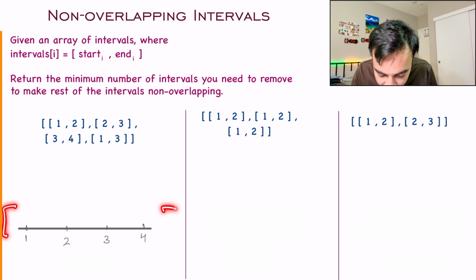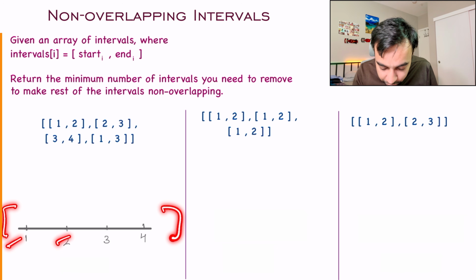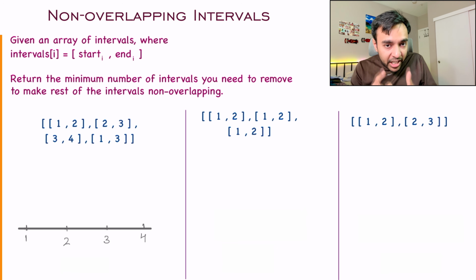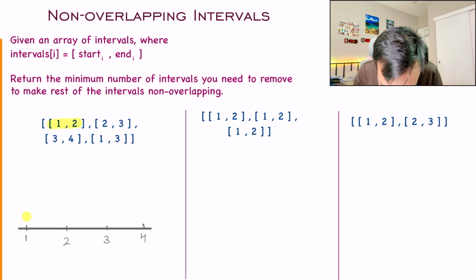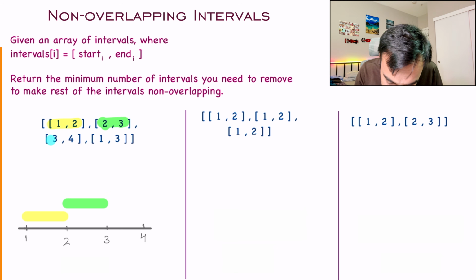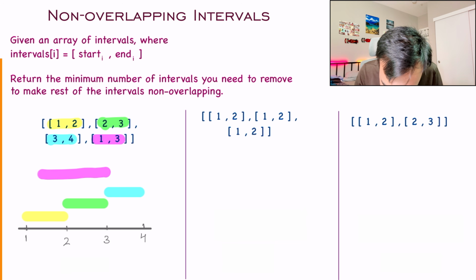Now, this is how my timeline looks. I have all of these numbers available. If I start off with the first interval, that is between 1 and 2, I have one interval right over here. The next interval is between 2 and 3, so I can just mark it over here. The third interval is between 3 and 4, so I see this third interval over here. And then I have the last interval available, that is 1, 3. So, this is the last interval.